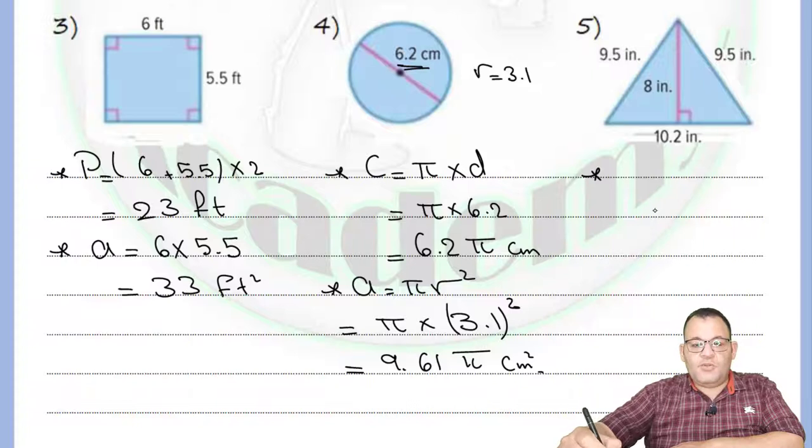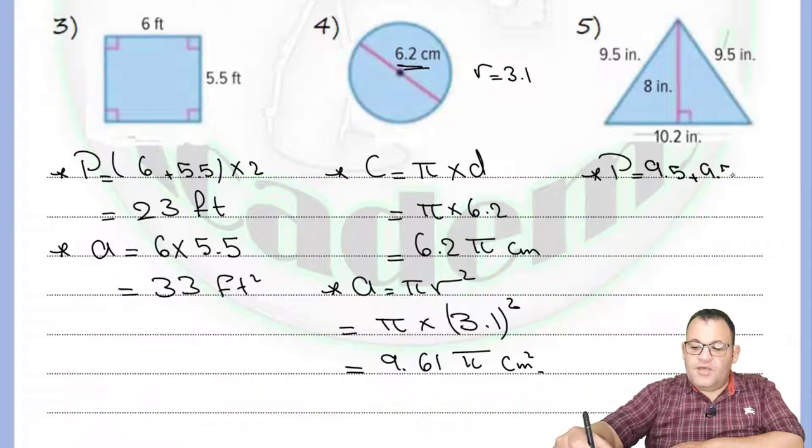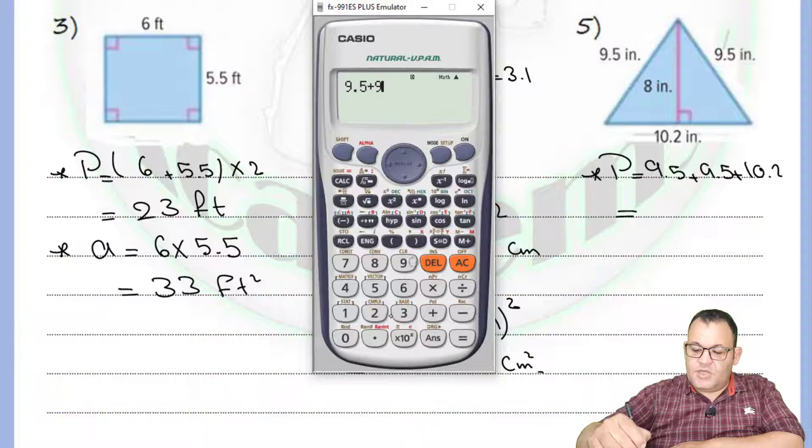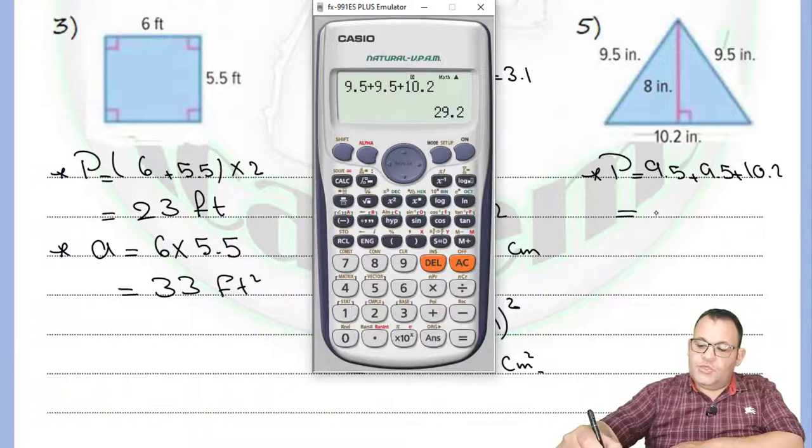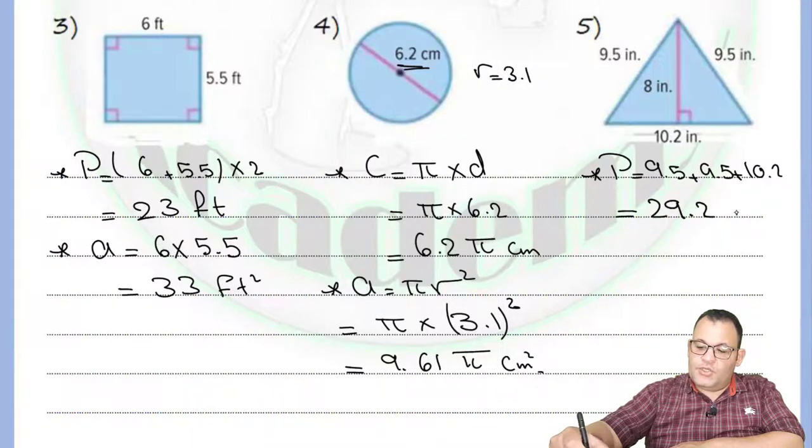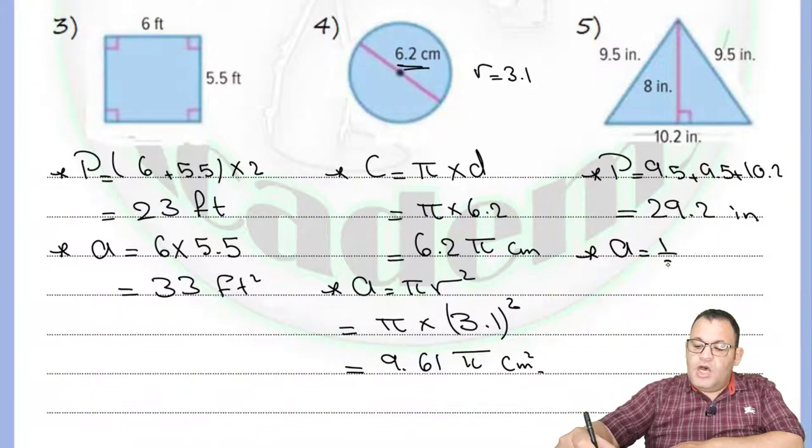Now we need to find the perimeter of the triangle. The perimeter of the triangle is the sum of the side lengths. So it will be 9.5 plus 9.5 plus 10.2, which equals 29.2 inches. Now to find the area, it will be half times base times height. The base equals 10.2 and the height will be 8.